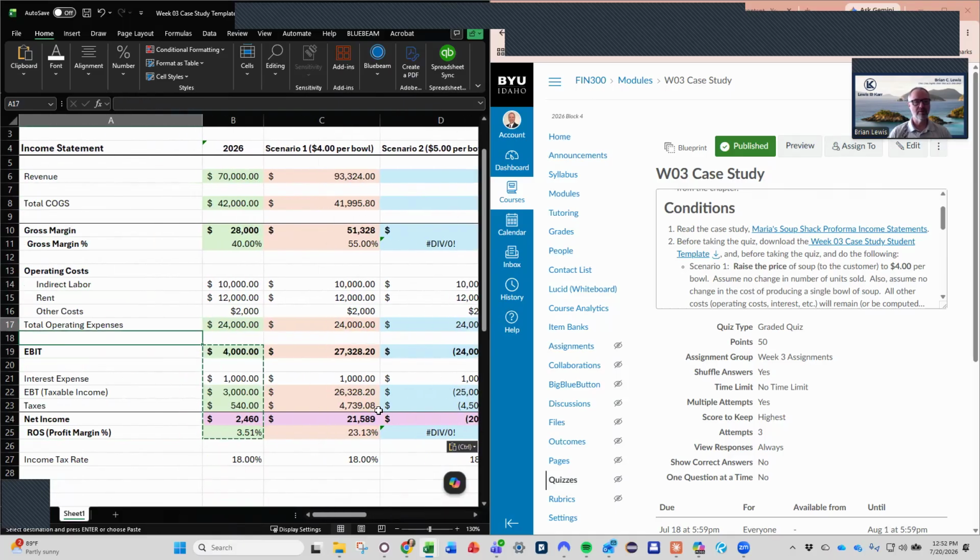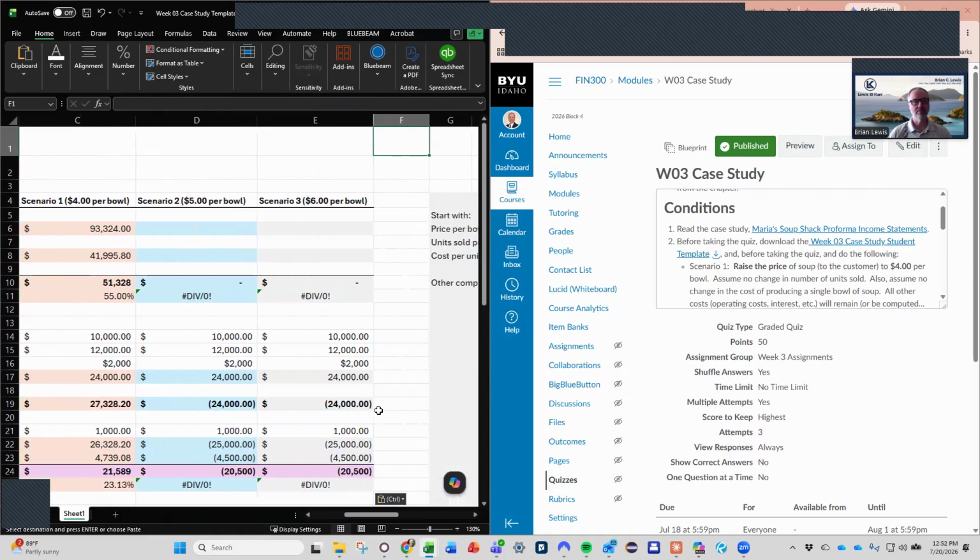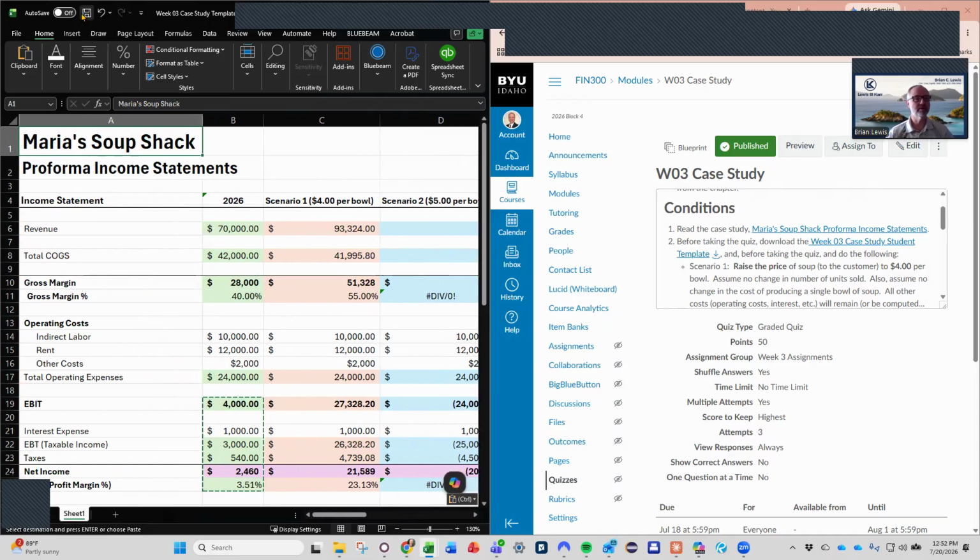Okay, so all that you can do just like that, and then all you gotta do for these last two is do a similar thing. Price times volume, volume times cost of goods sold, and you'll come up with the rest of this. So hope that helps you out a little bit.